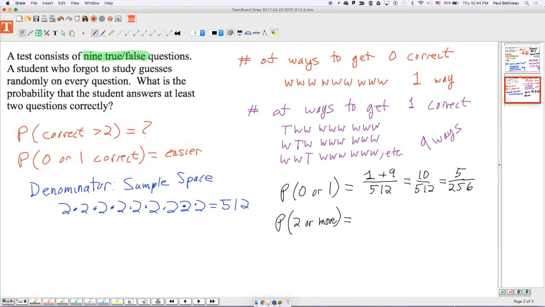So the probability of getting 0 or 1 correct is 5 out of 256. The probability of getting 2 or more correct is 1 minus 5 out of 256. You can plug it into your calculator and make this a percent, or you can remember that 1 can be written as 256 over 256, and you can subtract fractions with the same denominator and write 251 out of 256. This is the answer we wanted.